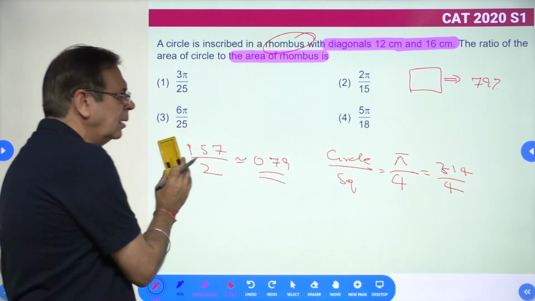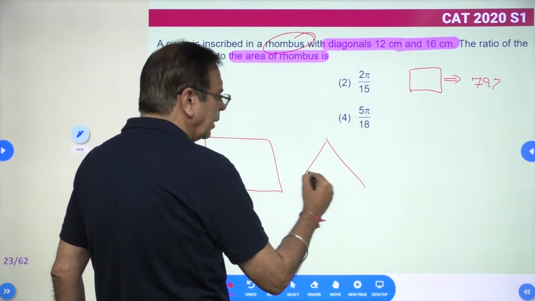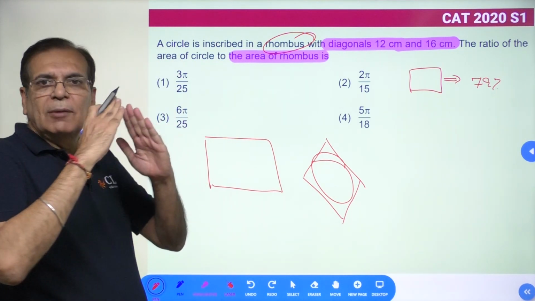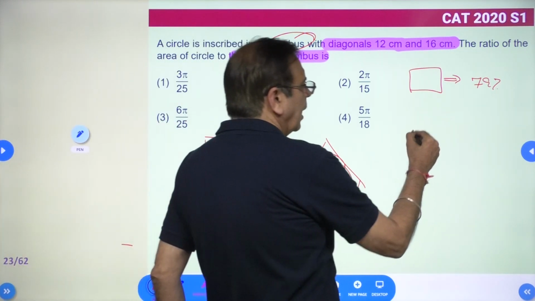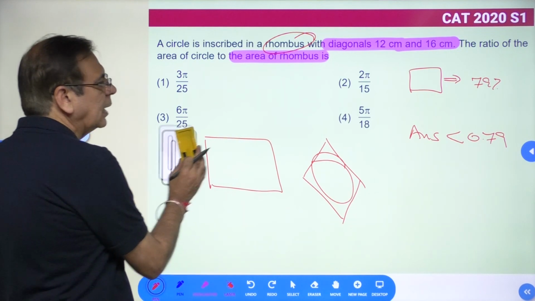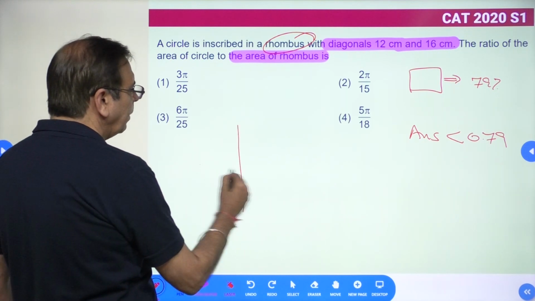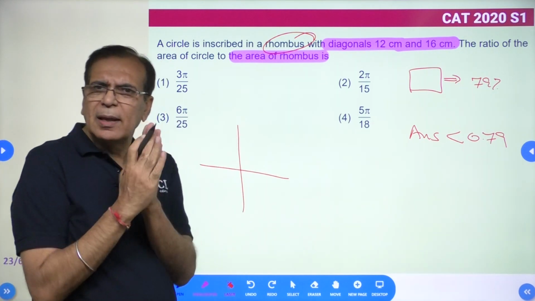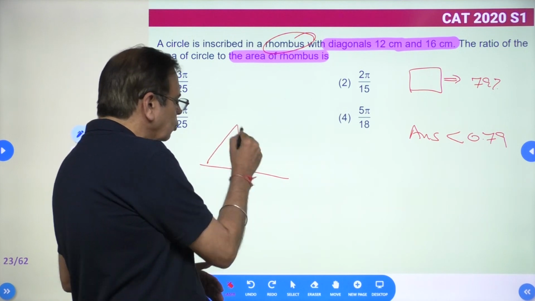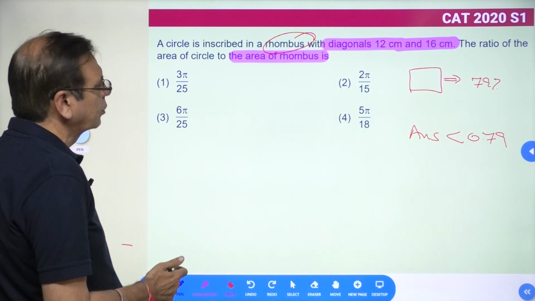Okay. Rhombus hai na? Now, what is the difference between a square and a rhombus? A square has 90 degree angles. In a rhombus, the angles will not be 90 degree. So what will happen? The area of the circle will become lesser because the wastage will be more. So I would start by saying my answer needs to be less than 0.79. The answer has to be slightly less than 0.79. Why not significantly less? Because 12 by 16 means it is not a very steep angle that you're looking at. 12 by 16 means it is fairly close to the square. So which is why I would say my answer should be slightly less. Not significantly less. Let's look at the choices.